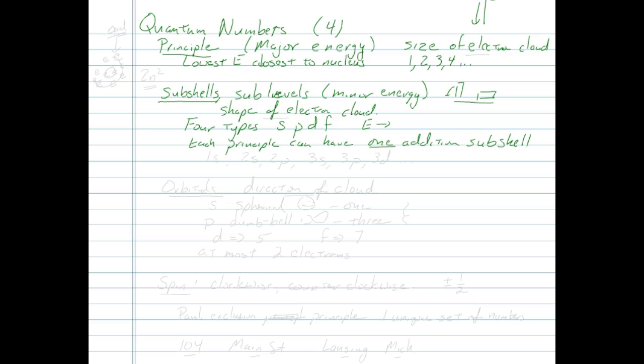The lowest energy level is 1s, putting them together. The next is 2s and 2p. The next would be 3s, 3p, and 3d, and so on. We're going to talk more about that in the next lesson. Orbitals.